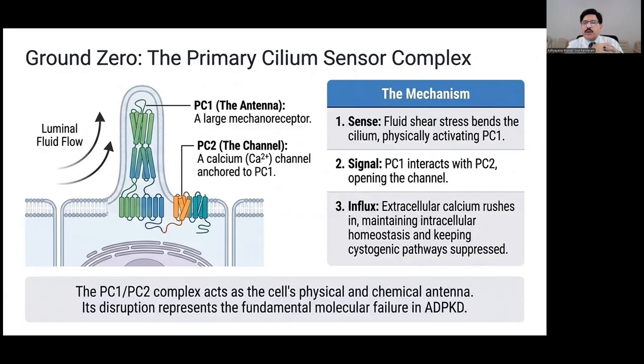So extracellular calcium rushes in because calcium channels are open, maintaining the intracellular homeostasis and keeping the cystogenic pathways suppressed. The PC1 and PC2 complex acts as a cell's physical and chemical antenna. See, look here, PC1 and PC2 are the chemical antenna and physical antenna to sense the fluid and see that no fluid accumulates within the renal tubular cell.